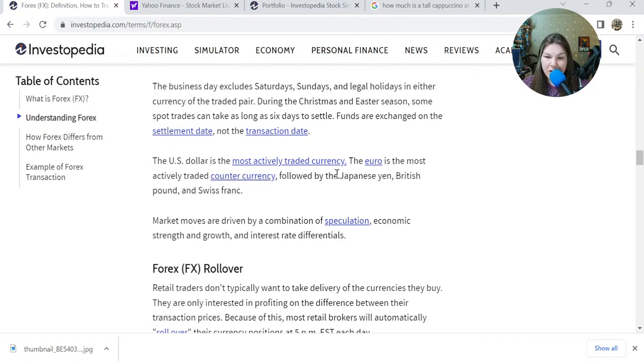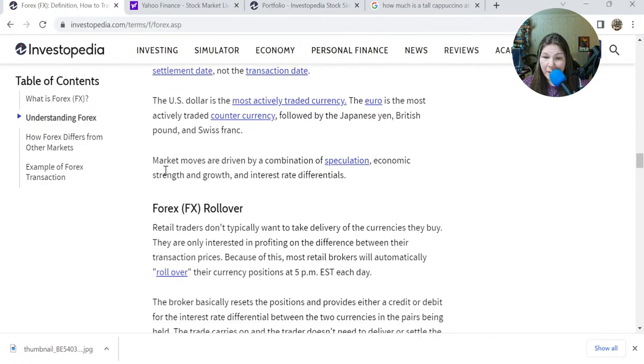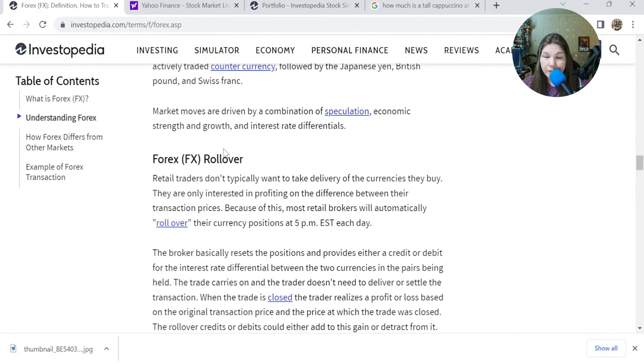The U.S. dollar is the most actively traded currency. The euro is the most actively traded countercurrency, followed by the Japanese yen, British pound, and Swiss franc.